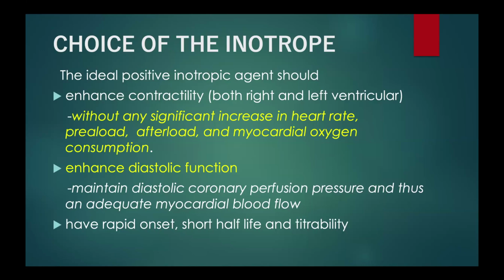So, what is the choice of the inotrope? The ideal positive inotropic agent should enhance contractility of both the right and the left ventricle without any significant rise in the heart rate, preload, afterload, and myocardial oxygen consumption. It should also enhance diastolic function, have rapid onset and short half life, and be titratable.